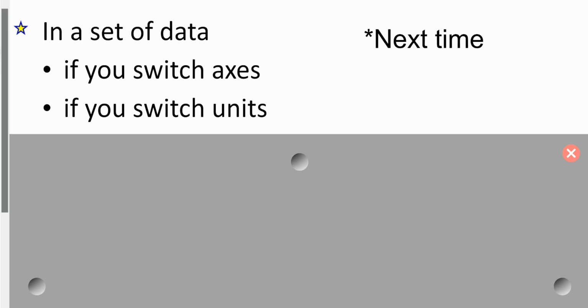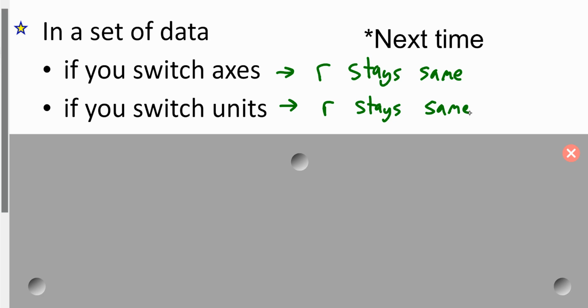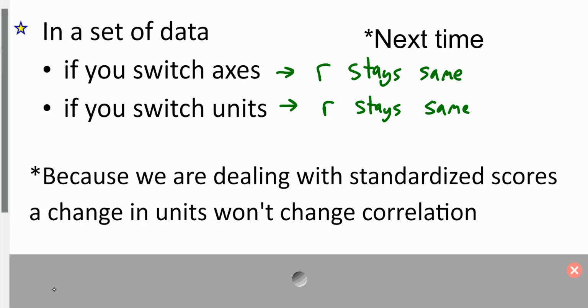If you want to do some things with switching the units or switching the axes, that also does not really affect it. It shouldn't be any different. So like switching the x and y axes around, it shouldn't matter. The correlation will stay the same. We'll talk more about that next time as well. If you switch units from feet to inches, it still should not affect the correlation. Correlation does not have a unit. It is just a measure of essentially how tight the data is. And since we're dealing with these standardized scores, it won't affect the correlation.